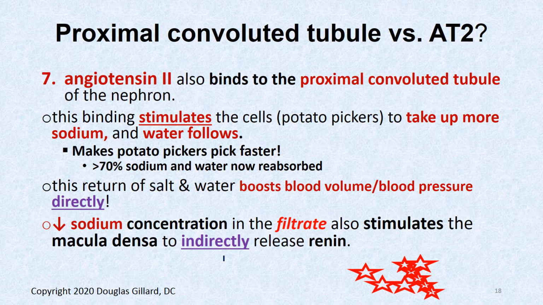What about the proximal convoluted tubules? Oh yeah, angiotensin II has receptors on the proximal convoluted tubules. Remember, those are where the potato pickers are, or the sodium pickers. We use the analogy of a potato picker picking potatoes off a conveyor belt. It can stimulate those pickers to pick faster. So if they pick more sodium out of the filtrate, then more water follows, and then you have more sodium retention and more water retention, and that's going to boost the blood volume even more.